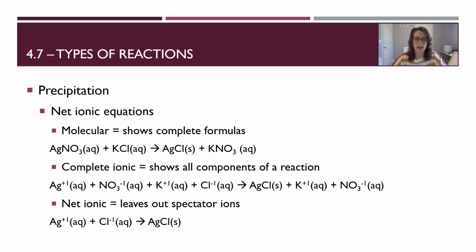And then finally, we have our net ionic equation, which leaves out our spectator ions. Spectator ions are the ions that show up in both the reactants and the products of your reaction equation in the exact same form. Basically, they don't do anything in the reaction. In our example, nitrate shows up before and after as an ion, and potassium shows up before and after as an ion. This leaves us with silver ion and chloride ion to form silver chloride.